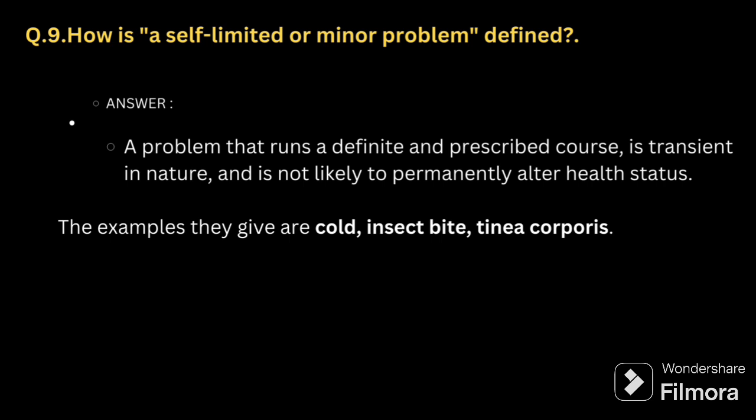Next question. How is a self-limited or minor problem defined? A problem that runs a definite and prescribed course, is transient in nature and is not likely to permanently alter health status. The examples I give are cold, insect bite and tinea corporis.